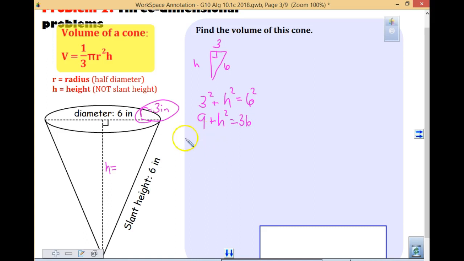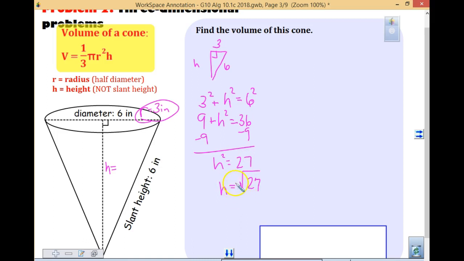Kate in the middle here. When we subtract 9 from both sides, we end up with what? 27. H squared is 27. And so, Maria, I want to keep it exact, and h is going to equal the square root of 27. So square root of 27.